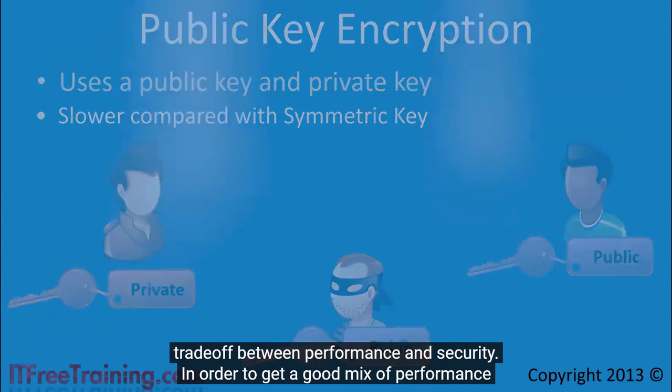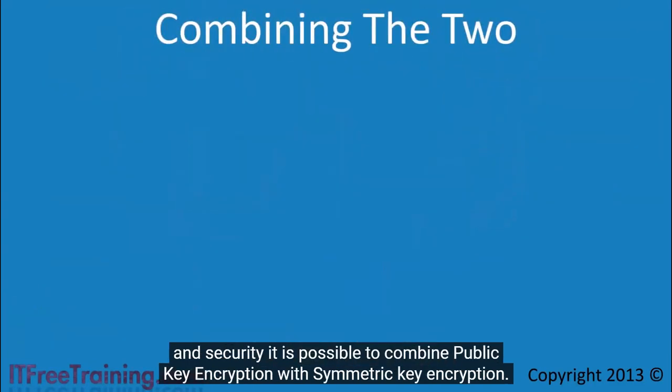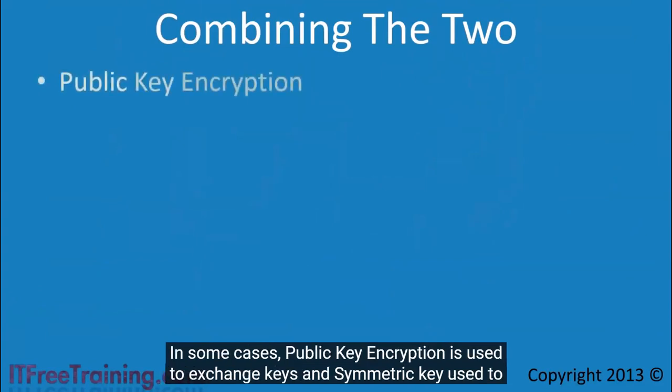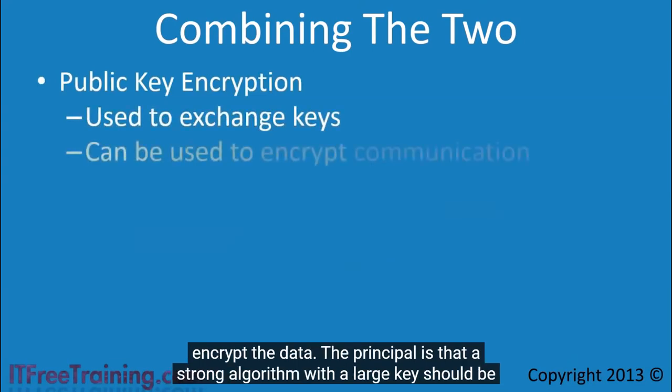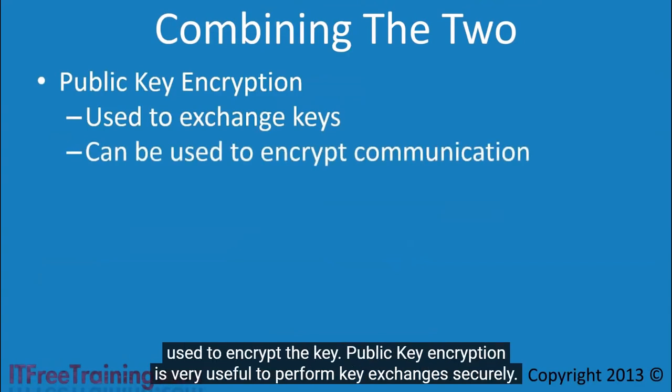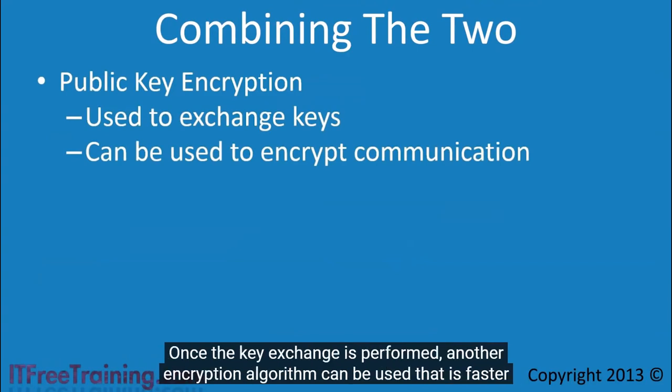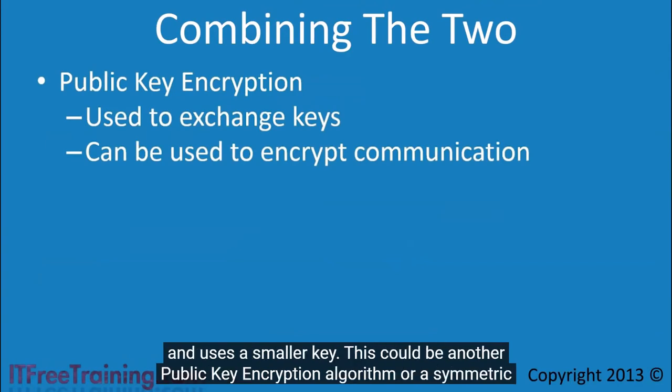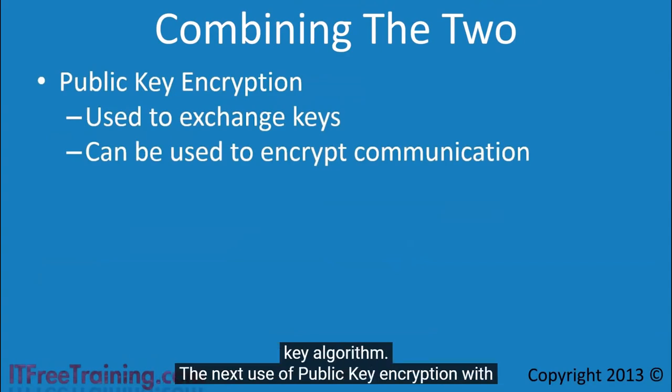In order to get a good mix of performance and security, it is possible to combine public key encryption with symmetric key encryption. In some cases, public key encryption is used to exchange keys and symmetric key used to encrypt the data. The principle is that a strong algorithm with a large key should be used to encrypt the key. Public key encryption is very useful to perform key exchanges securely. Once the key exchange is performed, another encryption algorithm can be used that is faster and uses a smaller key. This could be another public key encryption algorithm or a symmetric key algorithm.